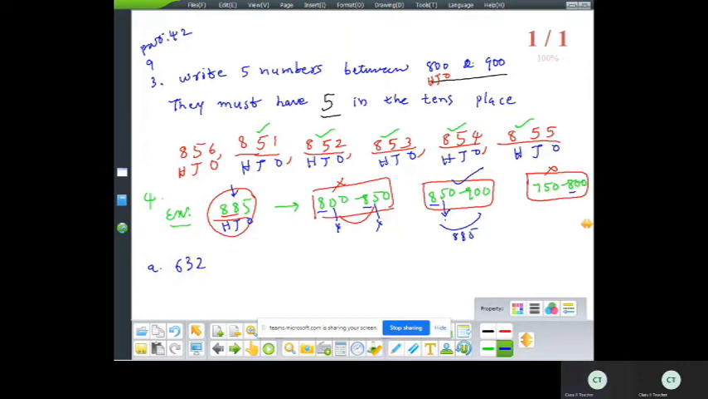Next, A1. 632. This number lies between which two numbers? 600 to 650, this is the first option. One more, second option, 650 to 700. The final option is 700 to 750.